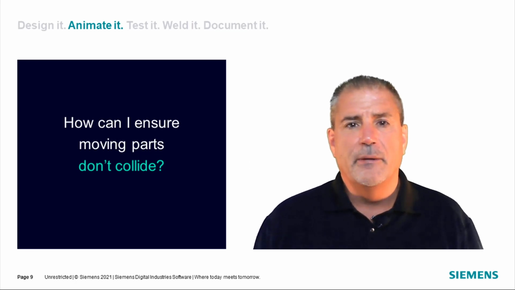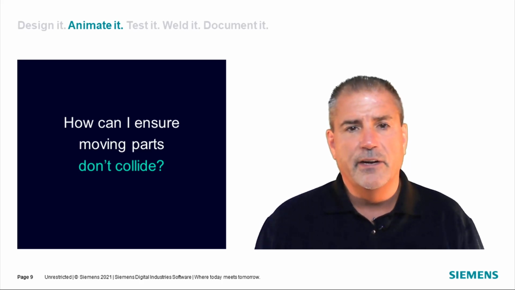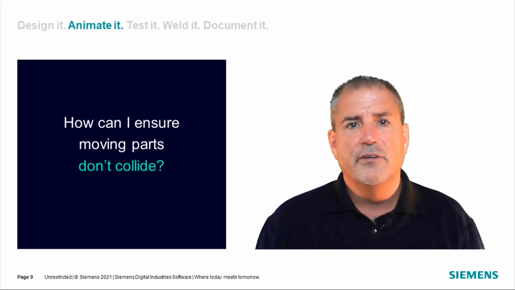How can I ensure that my moving parts do not collide before I build my machine? What are some of the challenges today around animation and finding these collisions? One of the biggest is just the assembly structure that's used to design your parts does not easily convert itself into being able to do motion studies. Also, it's very hard sometimes to be able to define the motors and the motion you need, all while being able to find out if you have collisions.